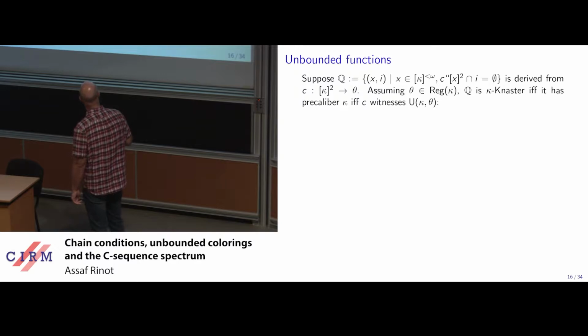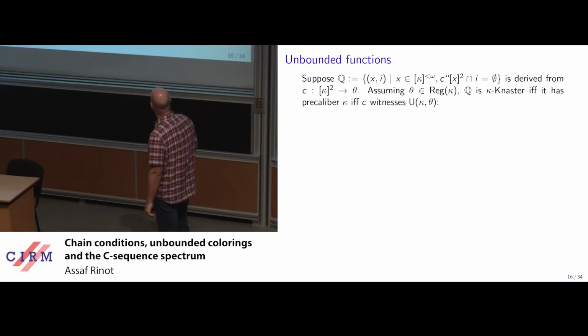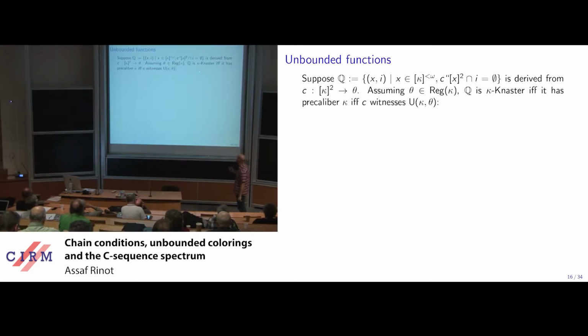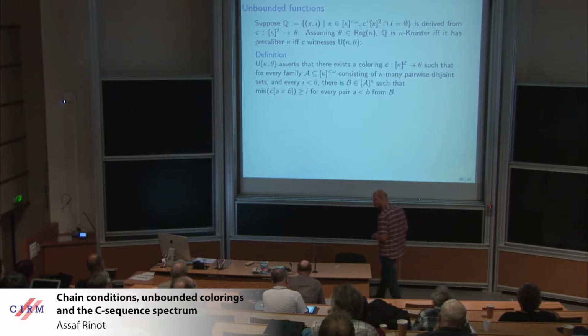So this is our poset Q, this is our coloring, and now I'm claiming the following. Q is going to be kappa-cluster if and only if it already has pre-calibrated kappa, if and only if our coloring c witnesses an axiom involving kappa and theta as follows. And here I'm going to draw a picture.